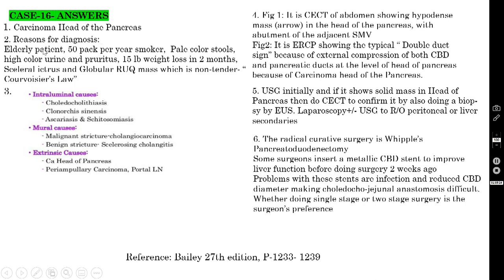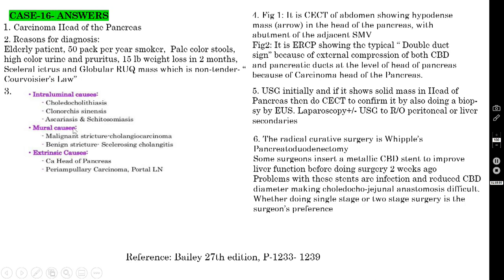Reason for diagnosis: the patient is elderly, he is a 50-pack-year smoker, he is passing pale colored stool and high colored urine with pruritus, 15-pound weight loss in 2 months, scleral icterus, and a globular right upper quadrant mass which is not tender. That is Courvoisier's law. Courvoisier's law says if in a jaundiced patient the gallbladder is palpably enlarged, that is not due to gallstones. That is what Courvoisier's law is.